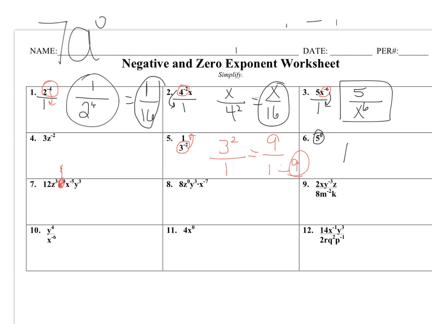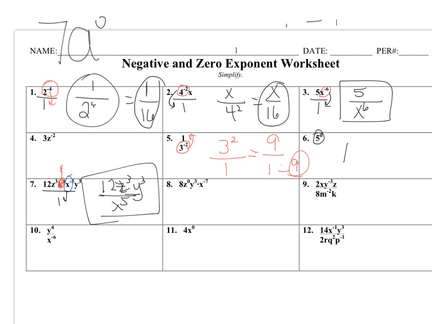What's the next alarming thing you notice about this problem? I have a negative exponent. What do negative exponents do? Well, they turn my problem into a fraction. So which one of these bases am I moving? X. So 12z cubed y cubed on the top and x to the 5th on the bottom.